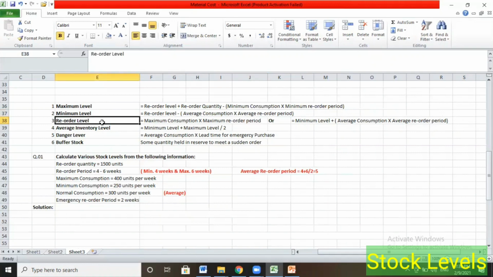The next one, fourth, is the average inventory level. This is your minimum level and maximum level total divided by 2. This is the average inventory.